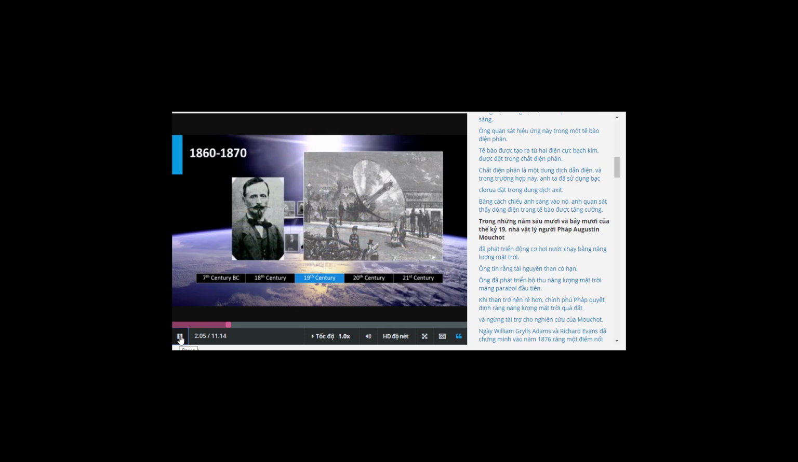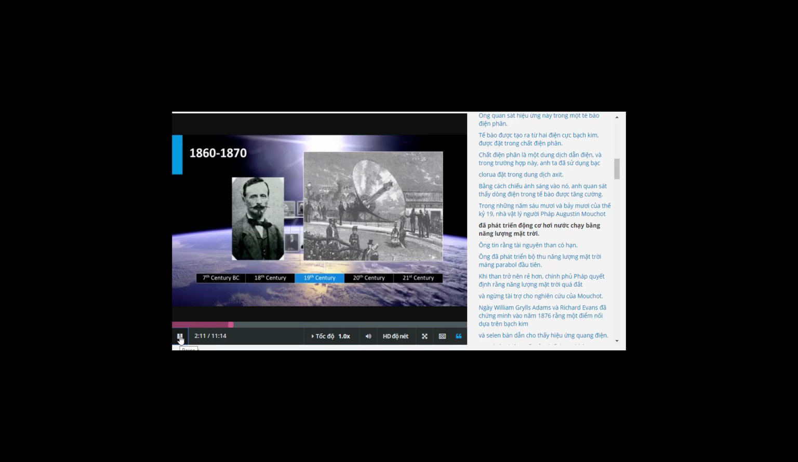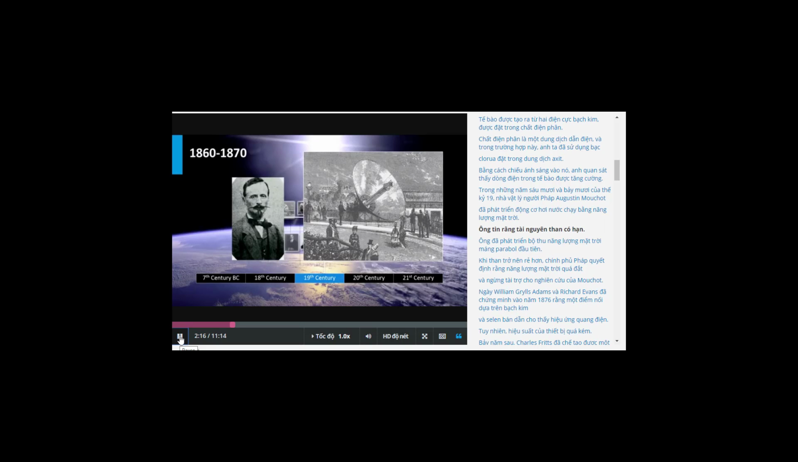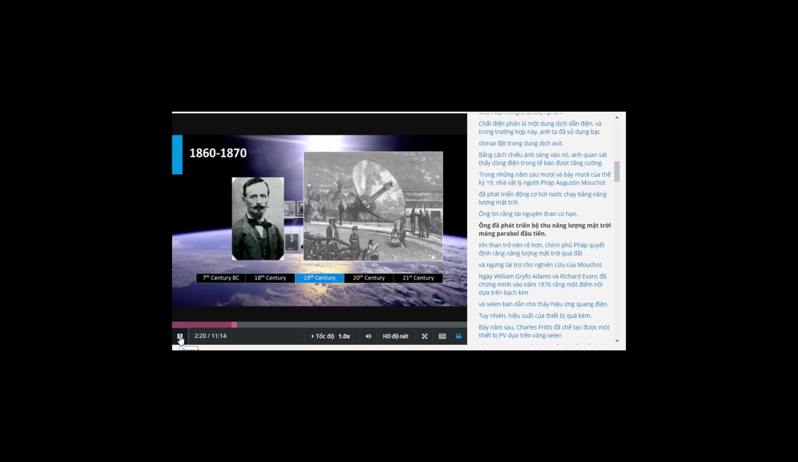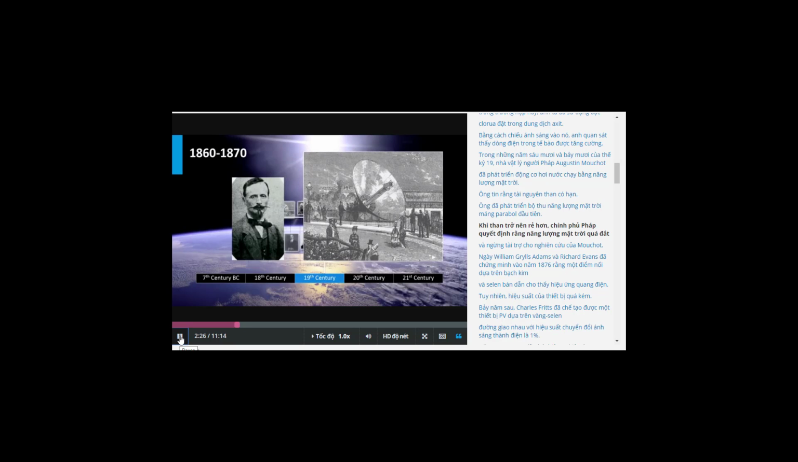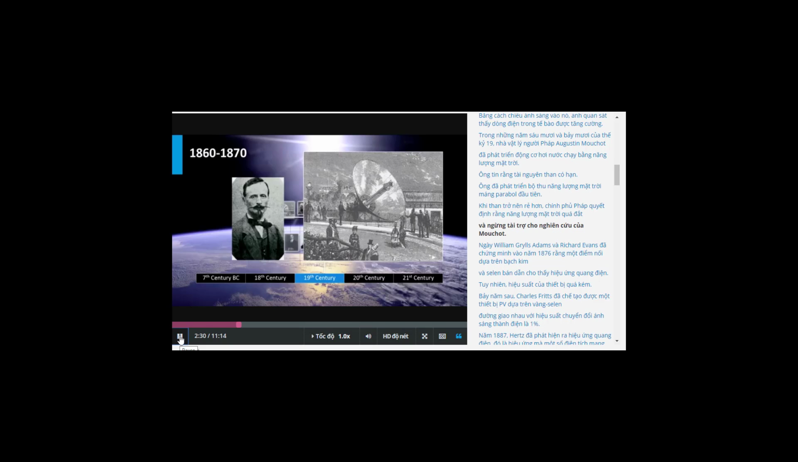In the 60s and 70s of the 19th century, the French physicist Auguste Mouchot was developing solar-powered steam engines. He believed that the coal resources were limited. He developed the first parabolic trough solar collector. As coal became cheaper, the French government decided that solar energy was too expensive and stopped funding Mouchot's research.